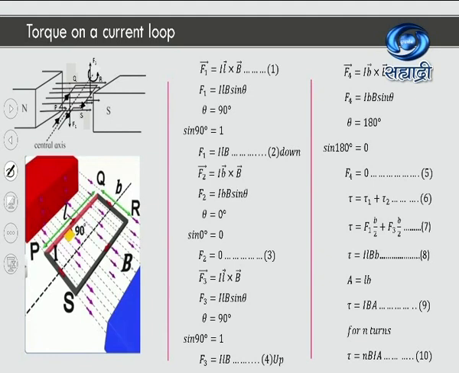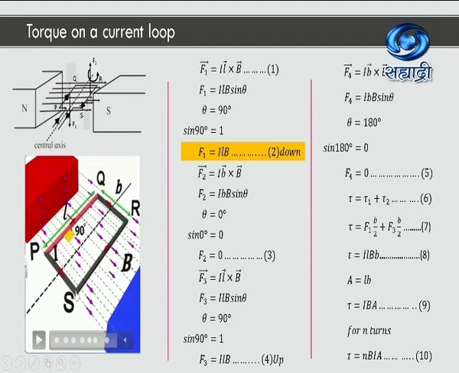So don't you think that the force acting on this length PQ, if I mention it as F1, then F1 vector must be equal to I vector L cross vector B, equation 1. Magnitude F1 is equal to ILB sine theta. As I said, theta is 90 degrees. So sine 90 is 1. So F1 is equal to ILB.